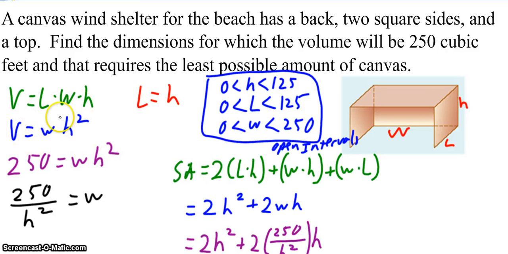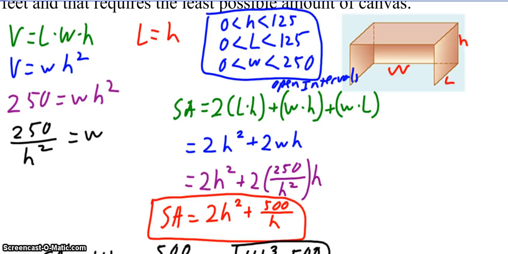So volume is length times width times height, so I know volume is width times height squared if I substitute in length equaling height. So 250 equals width times height squared, so width is 250 over height squared. So now surface area is what I'm trying to actually minimize. So surface area is 2 times the length times the height plus the width times the height plus the width times the length based on the picture I have here.